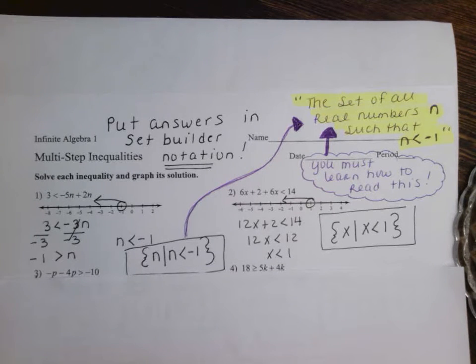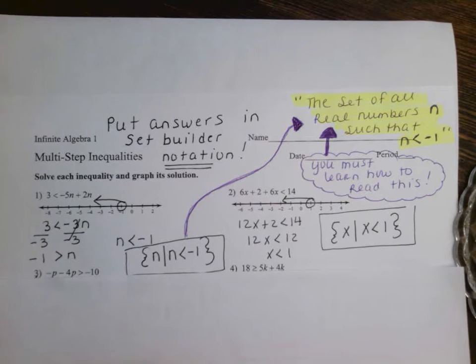But let's think about what this means. This is describing a set of numbers. And set builder notation is the appropriate form for the answers. Set builder notation is how you describe this set of numbers. And this is how you read set builder notation. I have it highlighted up there, and I have a very important note that said it's very important that you learn how to read this.